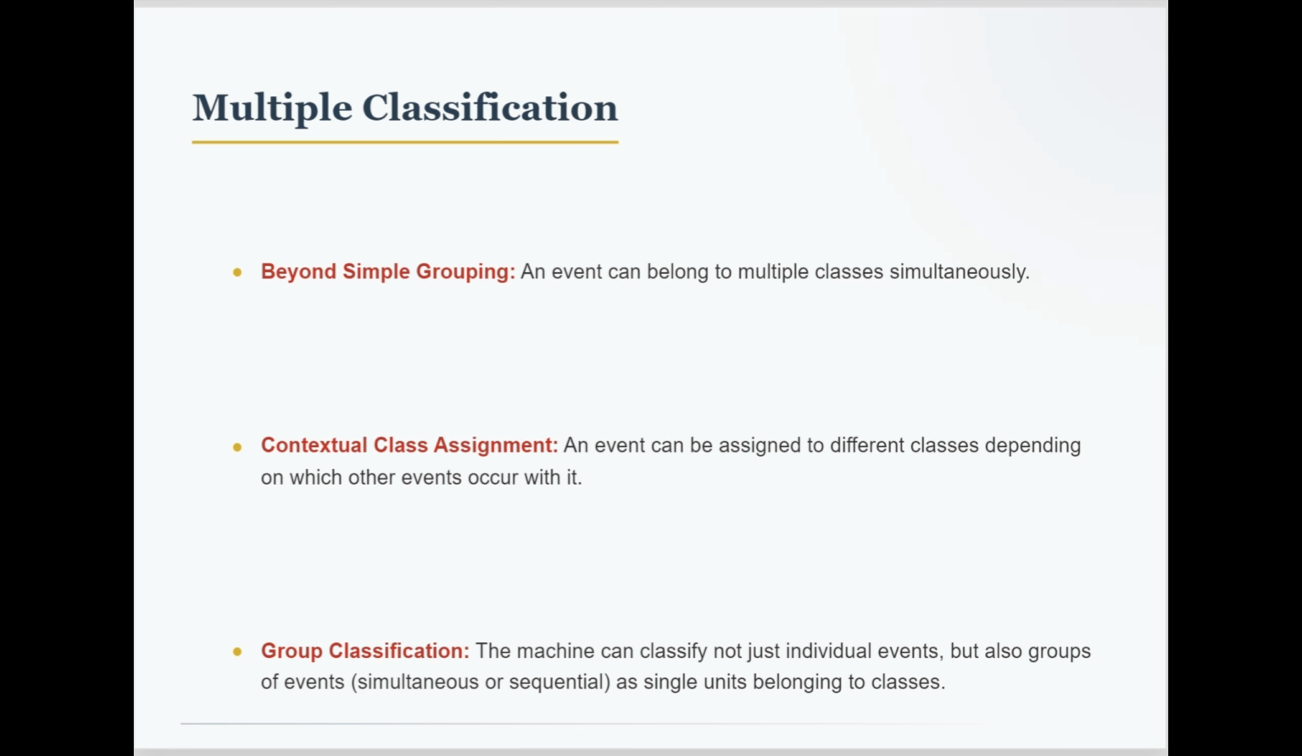Second, the class an event belongs to can change depending on its context. Imagine a signal that by itself makes a green light flash. But if that same signal arrives within a millisecond of another specific signal, it contributes to making a blue light flash instead. The event's classification depends on its companions. Finally, the machine can classify whole groups of events too. A sequence of impulses, or a set of impulses arriving together, can be treated as a single unit and assigned to a class based on the effect of that entire group.